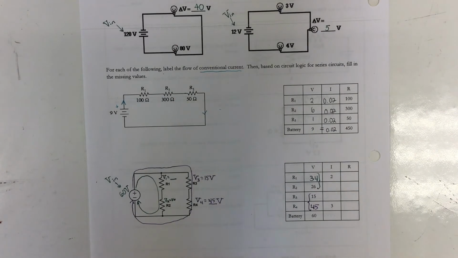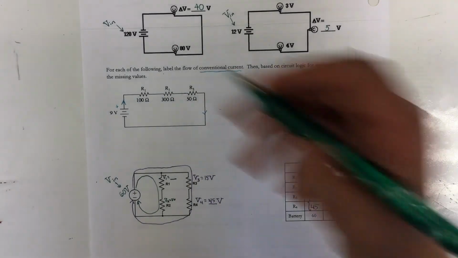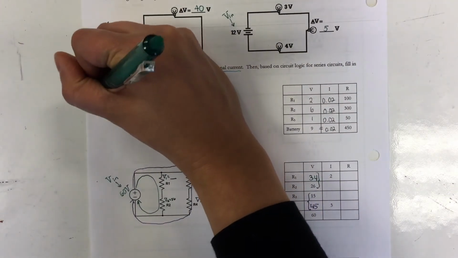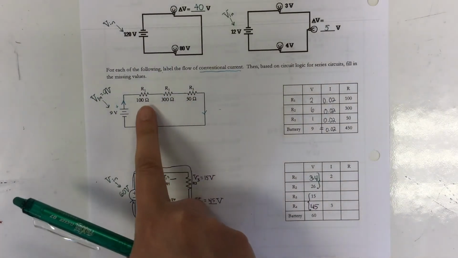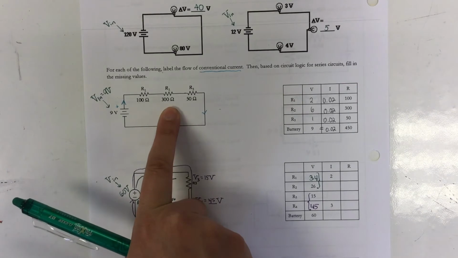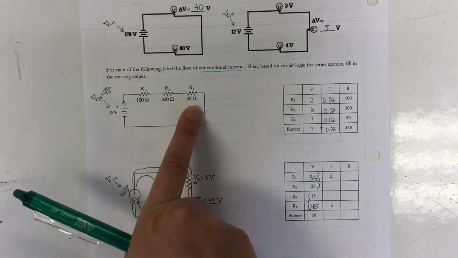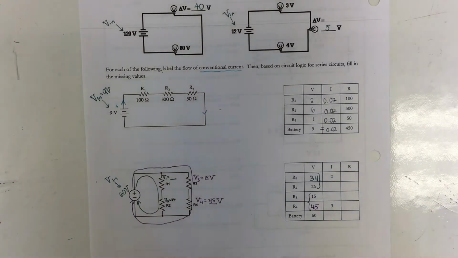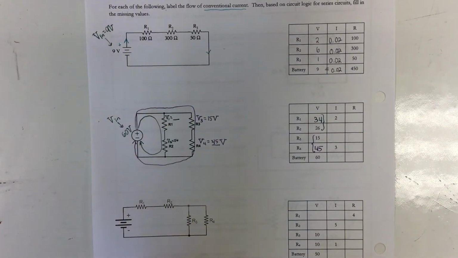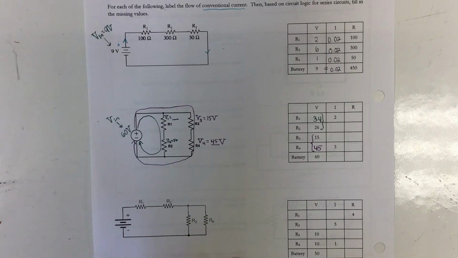And let's just double check loop rule for fun. The voltage that was put in was 9 volts. R1 used up 2, R2 used up 6, R3 used up 1. 9 volts total. We're good. Okay. We already used loop rule in this problem. Now let's use the current rules.